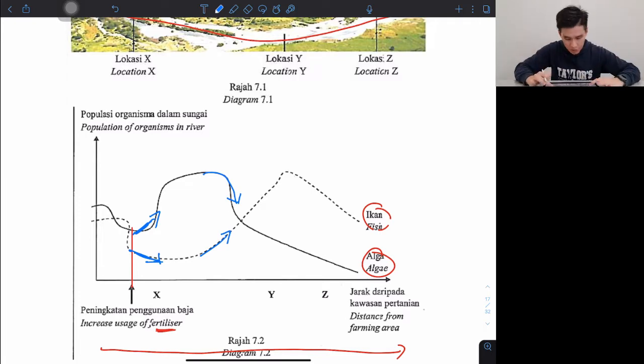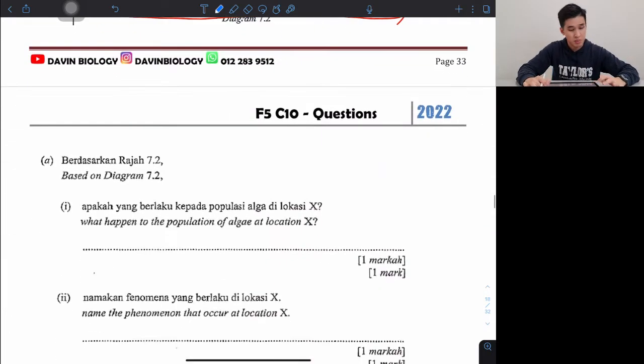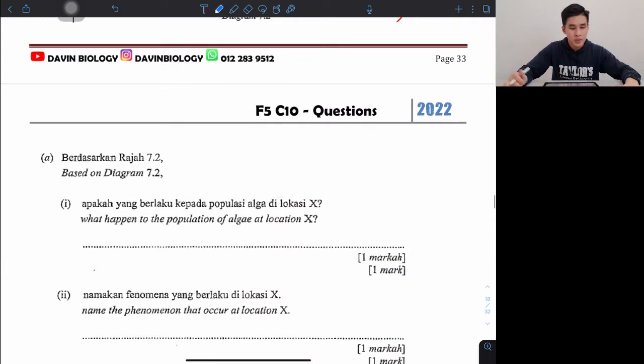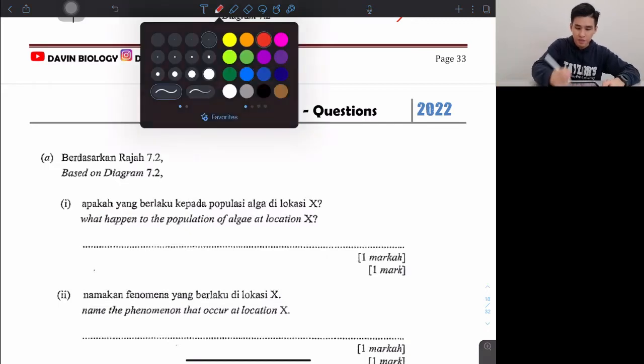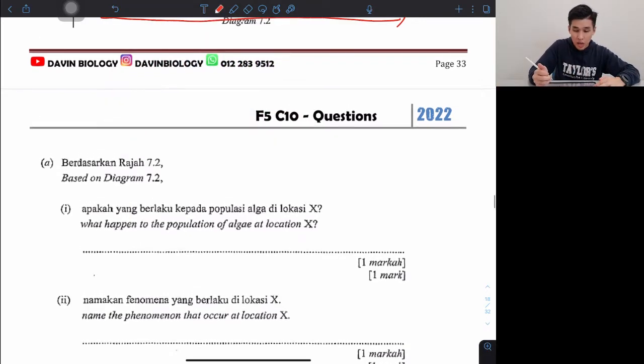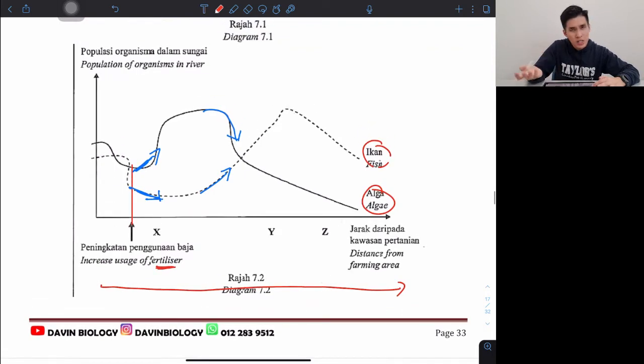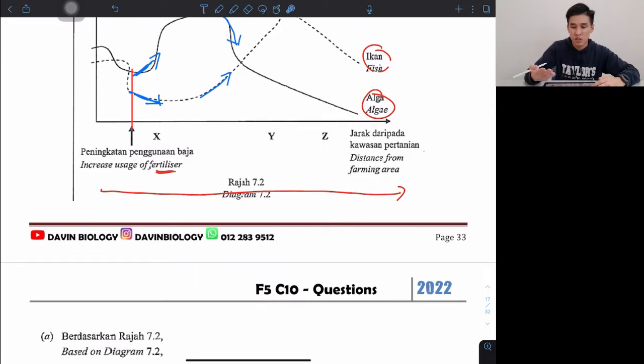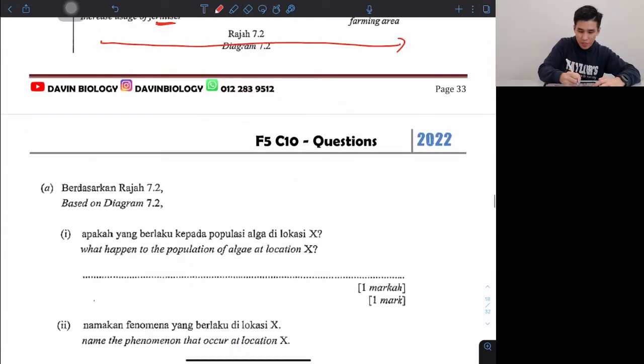So the first two questions, very simple. A, based on diagram 7.2, what happens to the population of algae at location X? So population of algae increases lah. You use your eyes also can see, right? Population of algae increases, because here's where eutrophication occurs. Obviously, algae increase lah. So 1 mark only, increase.